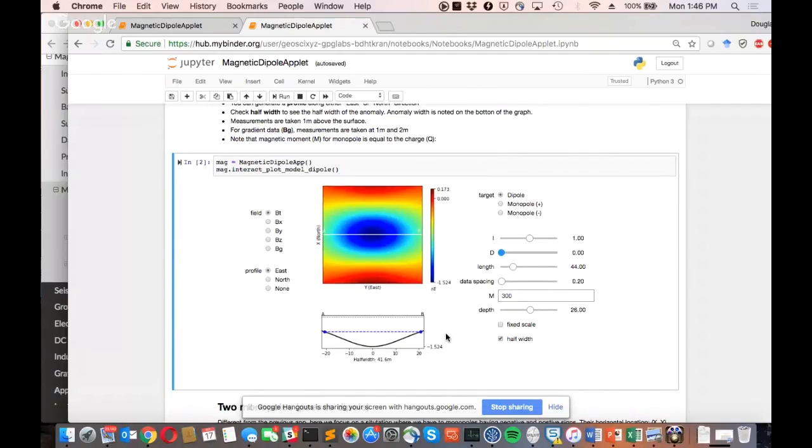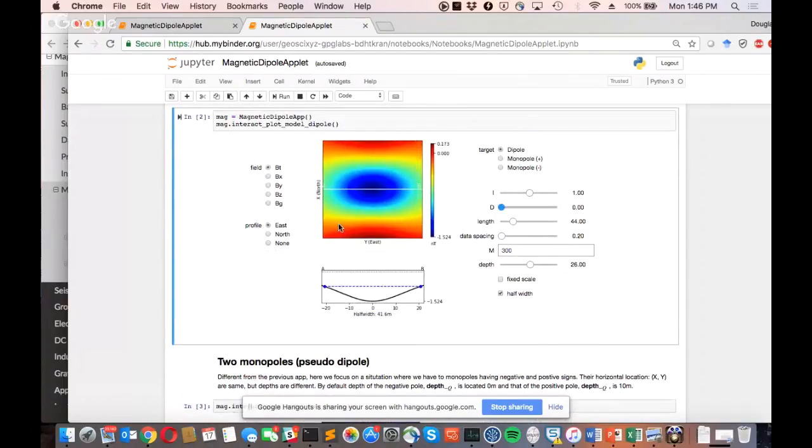So here's actually now what that plot looks like in that direction. I could also go north-south, profile north. Okay, so now suppose I'm going this way. So I got something that looks like this. The depth is 26 meters, and the half width is 20.7. So it doesn't exactly hold. It was that formula, which was derived for a vertical magnetic field.